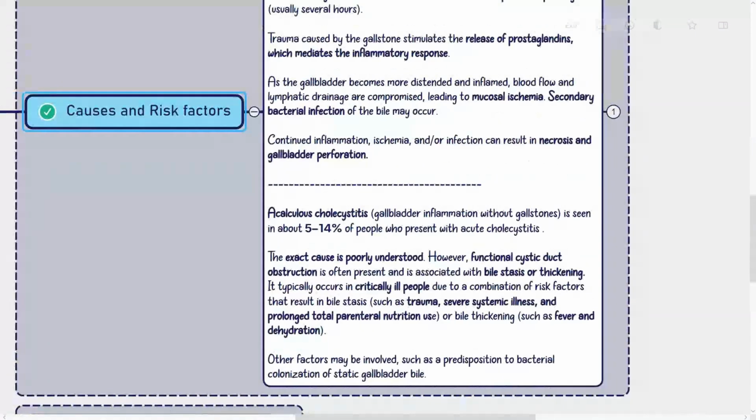Acalculous cholecystitis, gallbladder inflammation without gallstones, is seen in about 5–14% of people who present with acute cholecystitis. The exact cause is poorly understood. However, functional cystic duct obstruction is often present and is associated with bile stasis or thickening. It typically occurs in critically ill people due to a combination of risk factors that result in bile stasis, such as trauma, severe systemic illness, and prolonged total parenteral nutrition use, or bile thickening, such as fever and dehydration. Other factors may be involved, such as a predisposition to bacterial colonization of static gallbladder bile.